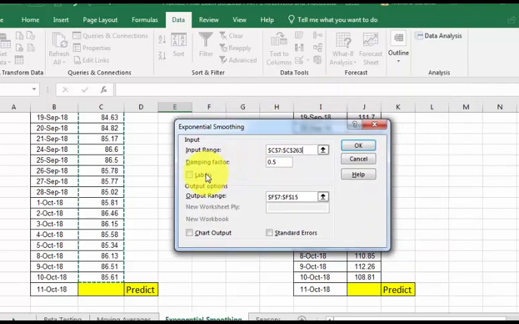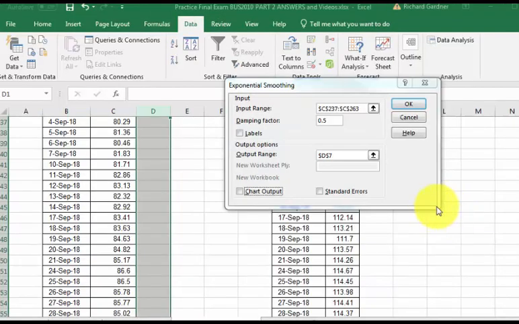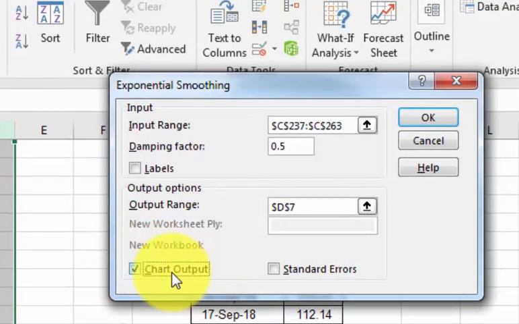And did I put labels in there? I can't remember. And the output range, I'm going to tell it where to put the output range. I'm going to put it right next to it, right there. Almost forgot the most important thing. Check the chart output. You want that graph, okay?